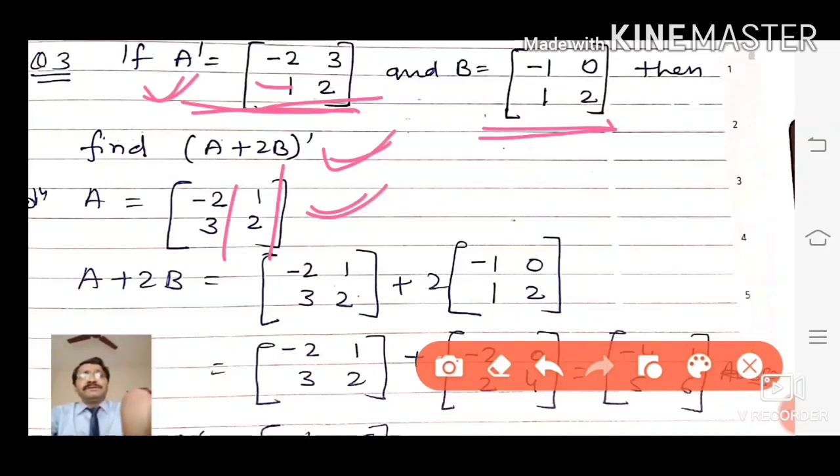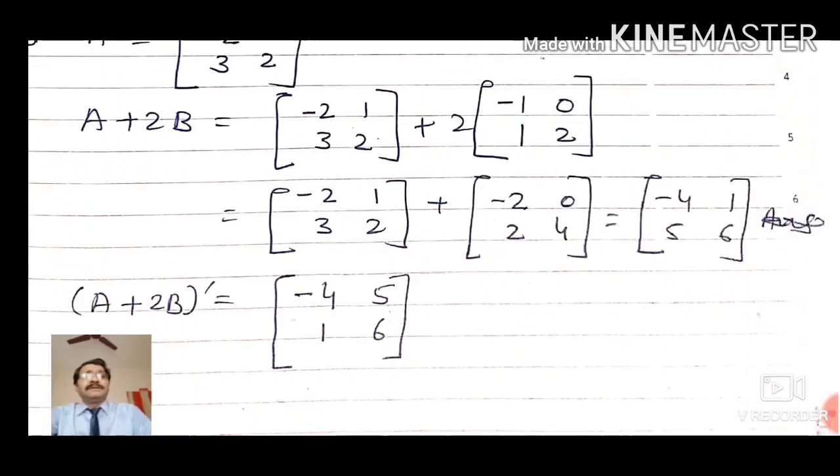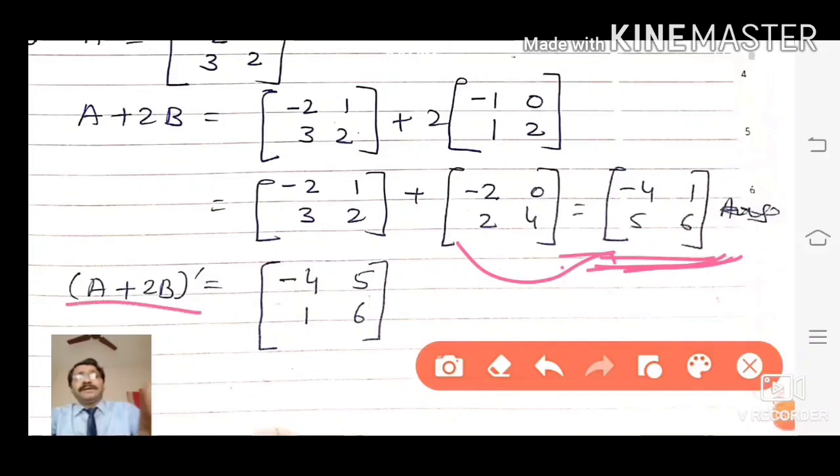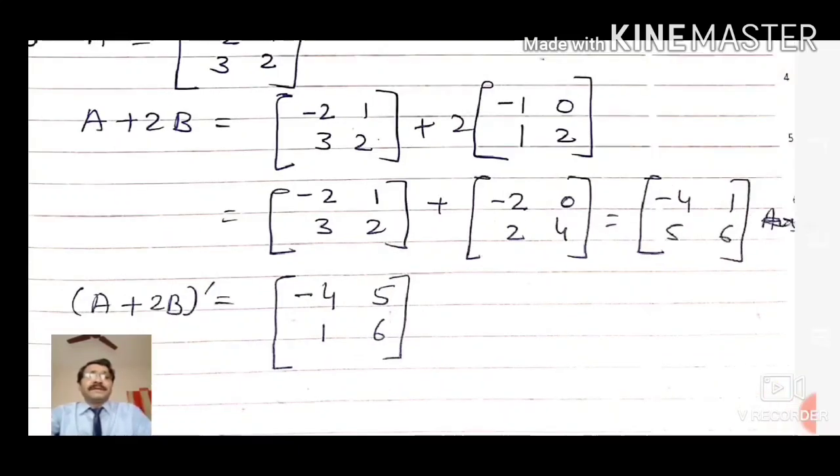Then you have to find first A plus 2B. A you put here, B you put here, multiply this by 2, and then you will get this, and you will add, you will get this. And then you have to find (A plus 2B) transpose. That will be minus 4, 5, 1 and 6. This is your final answer.